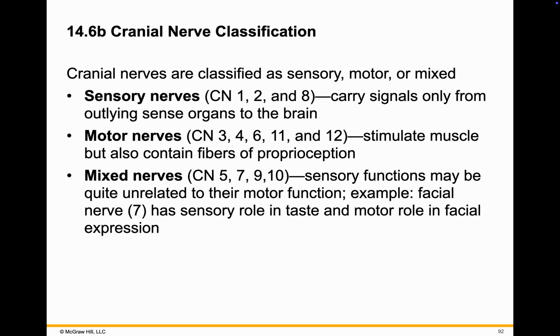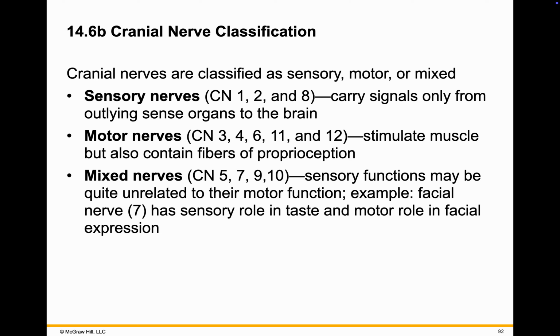So the sensory nerves, 1, 2, and 8, carry signals only from outlying sensory organs to the brain. The motor nerves, 3, 4, 6, 11, and 12, stimulate muscles but also contain fibers of proprioception. And the mixed nerves, 5, 7, 9, and 10, have sensory functions that might be quite unrelated to their motor function. The facial nerve, 7, has a sensory role in taste and a motor role in facial expression.